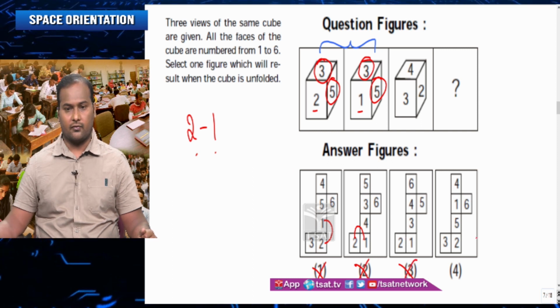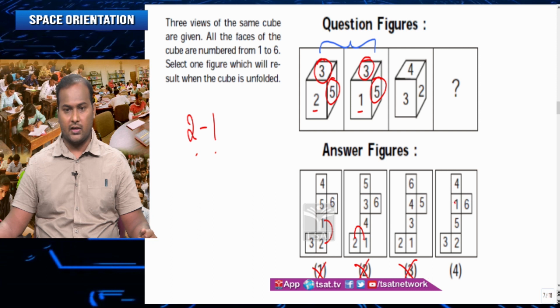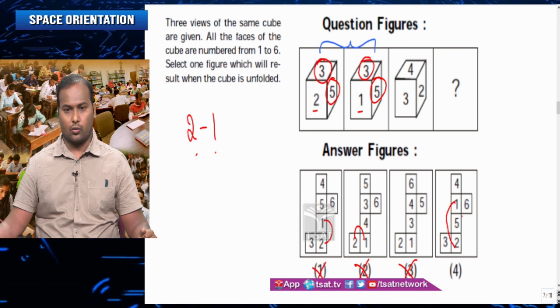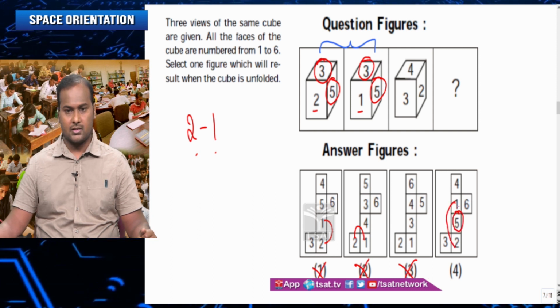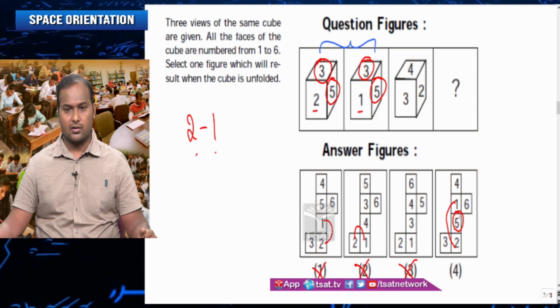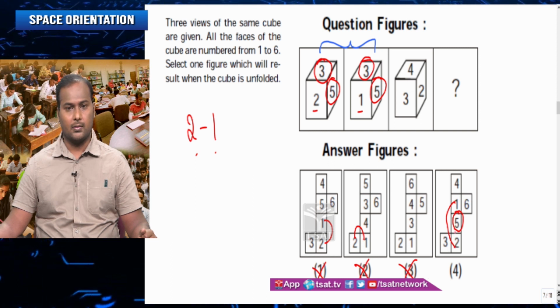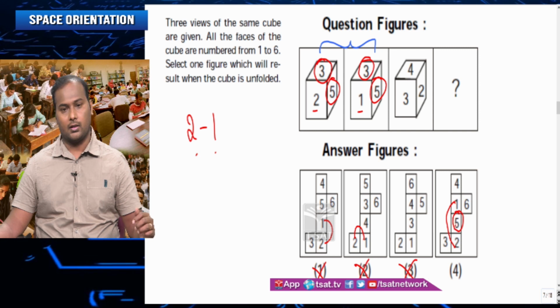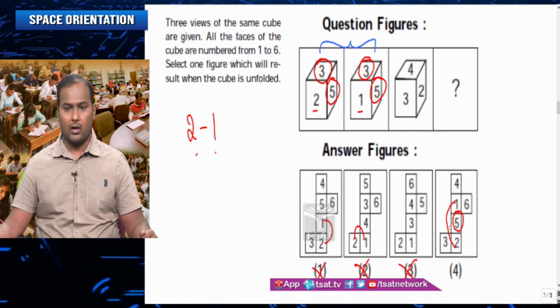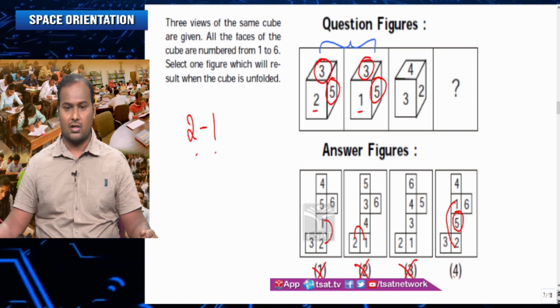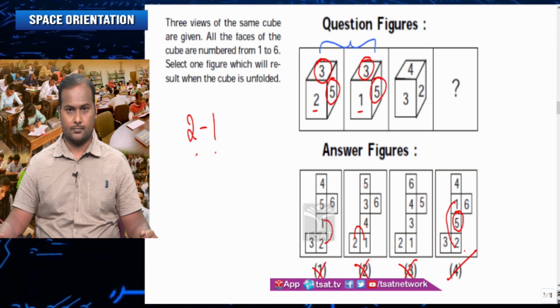Now you come to option 4. In option 4, see here 1 and 2. In between 1 and 2, you have one face. That is, between two opposite faces, only one face is present in the middle. In this case, between 1 and 2, 5 is there. So the answer is: option 4 is correct.